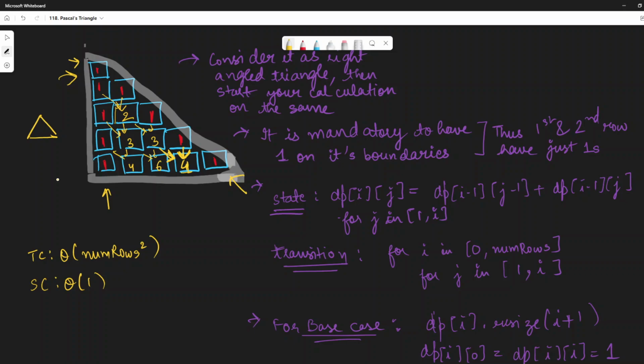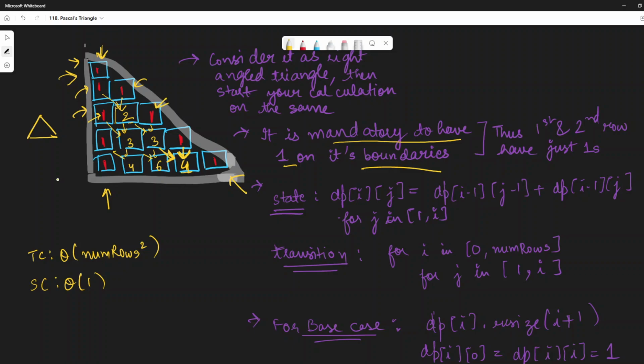So now the first concern is that it is mandatory to have 1 on its boundary, so that only then will we have a Pascal triangle. In the first row we have just 1 because it is just one column. In the second row we again have just 2 boundaries, one is this, one is this, that's why both are 1. But on the third row, this boundary is covered, this boundary is covered, but this middle one is being left, right?